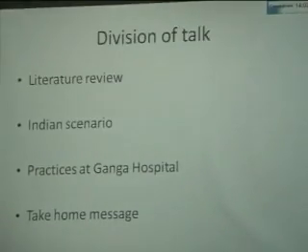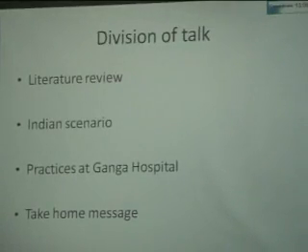We have this Indian scenario. Seven days later, we have undergone the surgery for one limb at a time, and then after 15 days, we had this outcome. We feel contented that we have made a difference, and we all can have the same effect. Today I am planning to divide my talk into a literature review, the Indian scenario, practices at Ganga Hospital, and a take home message.